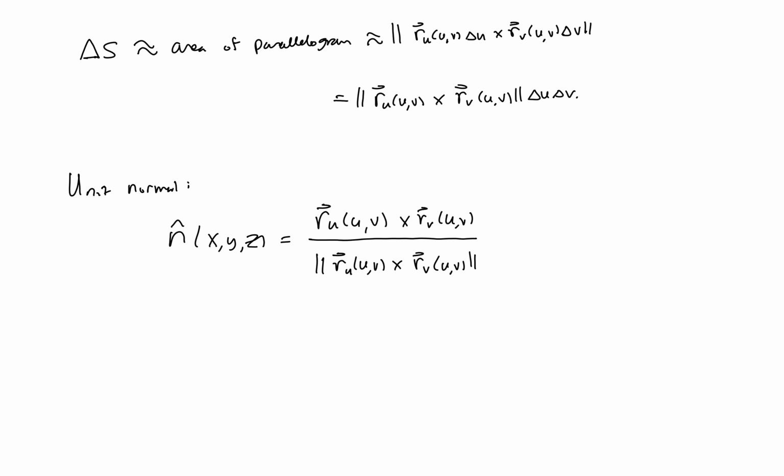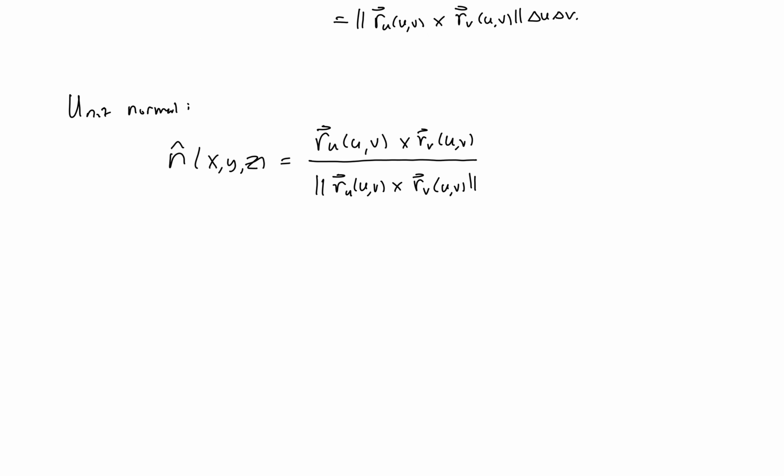Now the only thing to be careful of here is this r sub u cross r sub v might be going in the wrong direction, so really it's going to be plus or minus here, and we have to check which it is when we do the calculation. So we'll see this in the examples. It might be that you actually have to take r sub v cross r sub u to get the correct unit normal to agree with the orientation we've already chosen.